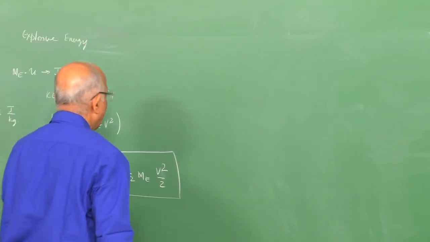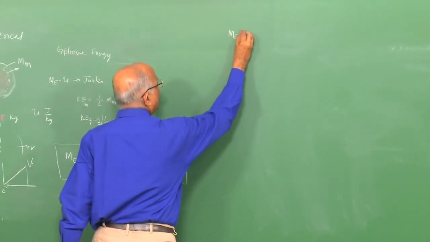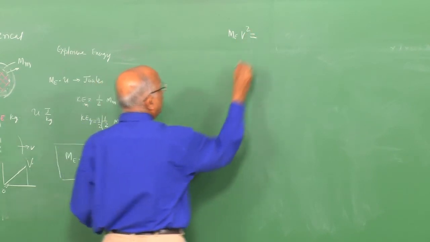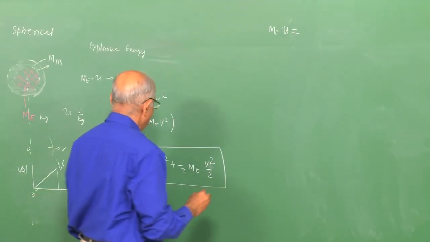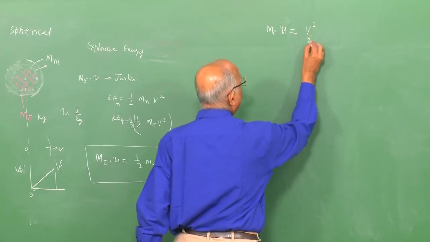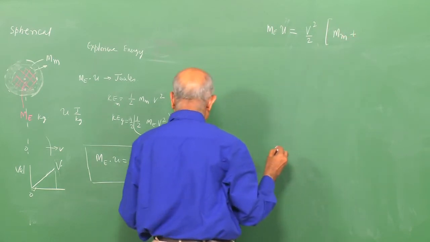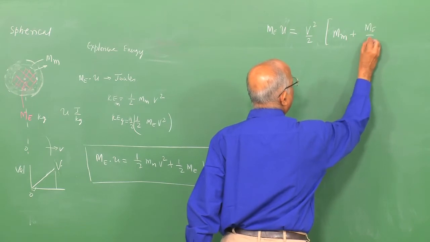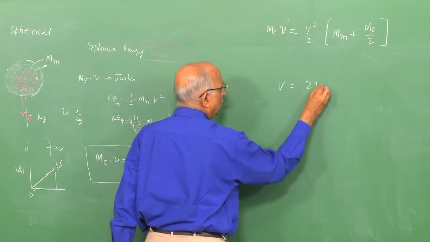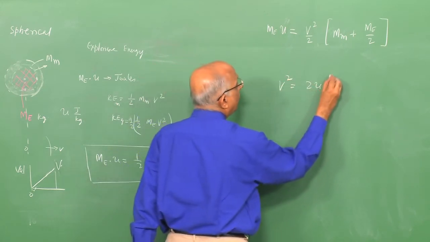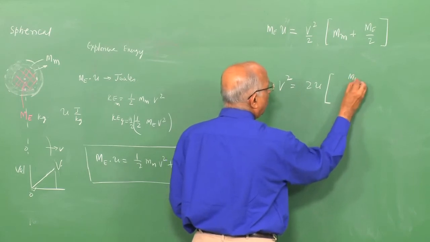Now I solve this, I want to get the velocity of the fragments, v. Therefore, the energy per unit mass u is equal to v square divided by 2 into the mass of the total number of fragments which are formed plus me divided by 2. Or rather, I am interested in the velocity, therefore v square is equal to 2u, and now if I were to put this down, I will get me on top.